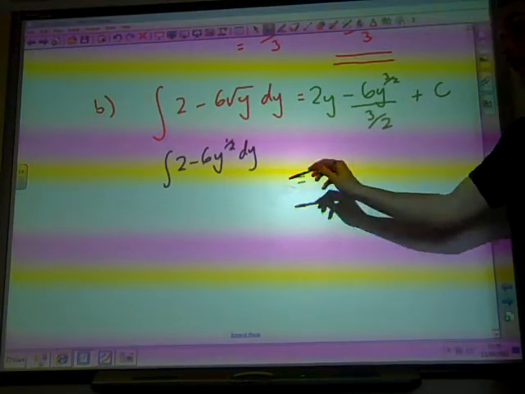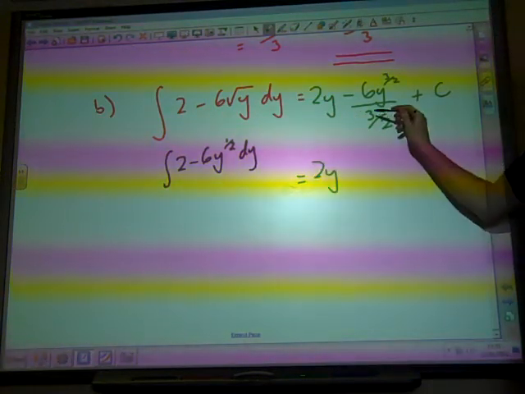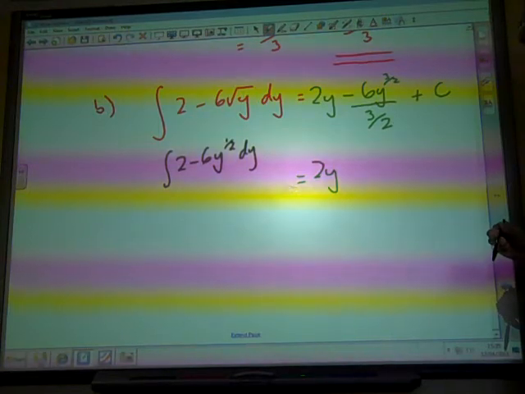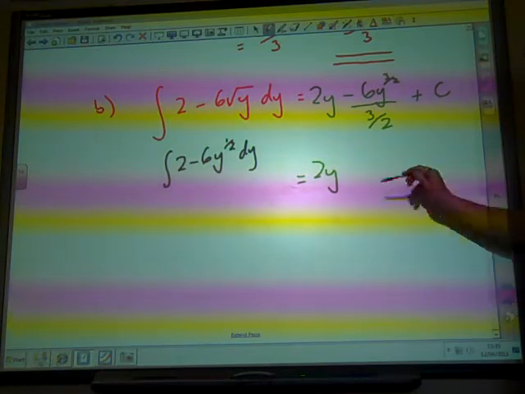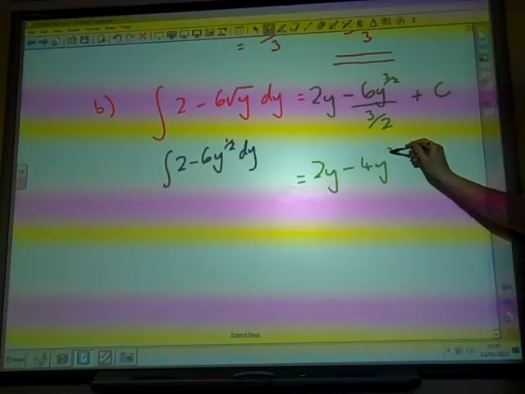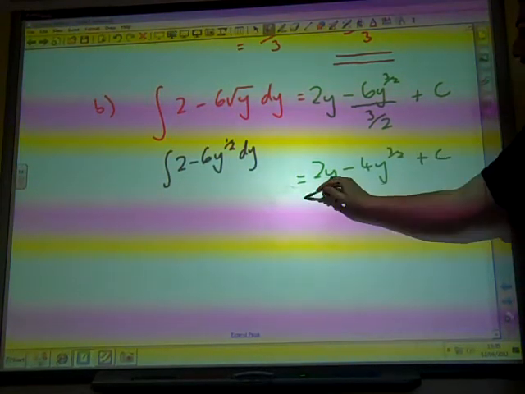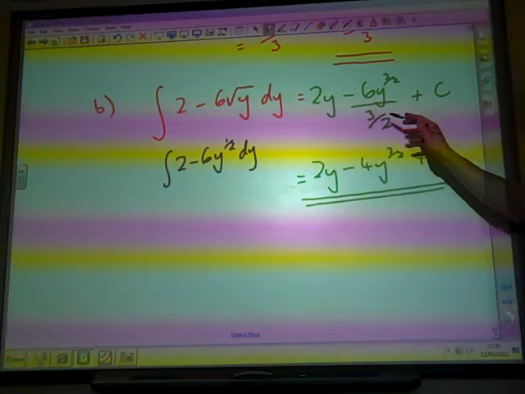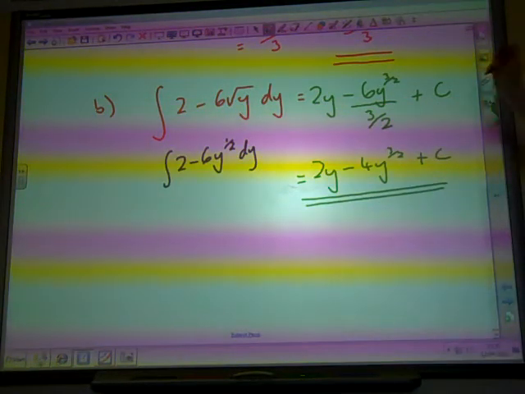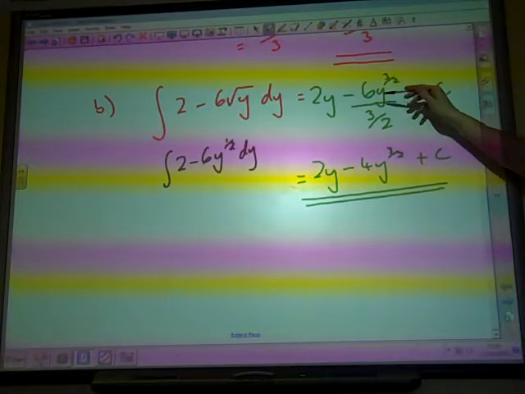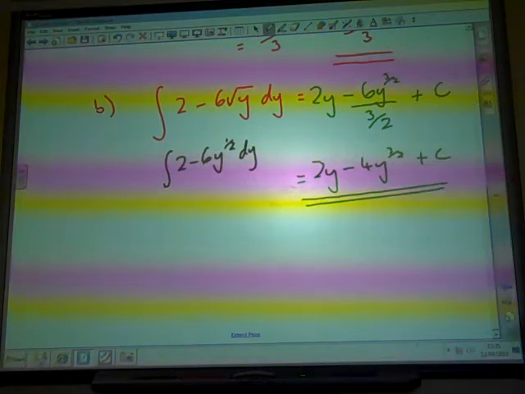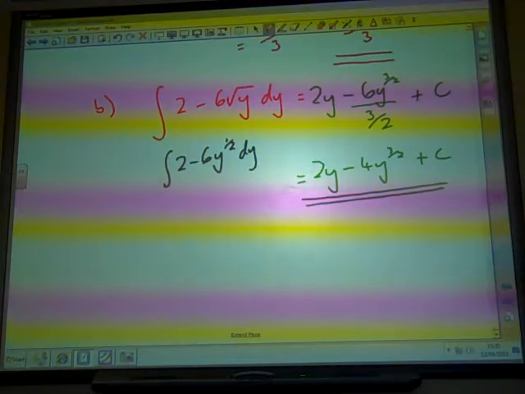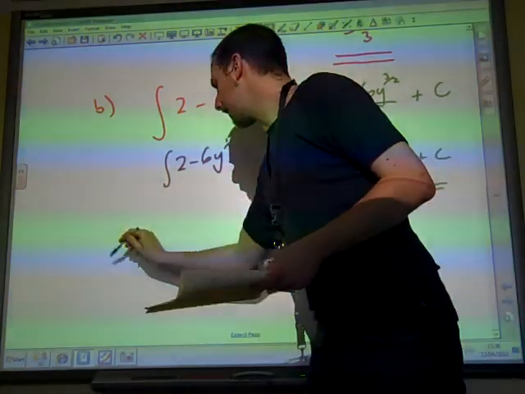You're about to tell me this is 2y, and then this, if we divide by 3 over 2, flip it over and multiply and then simplify. You get 2y minus 4y to the power 3 over 2. Could you just leave it like that? I think we should simplify it. So rather than leaving it over 3 over 2, the fraction you're dividing by and multiplying, 6 times 2/3 is 4. So you get that. And now this is going to take us a little while.